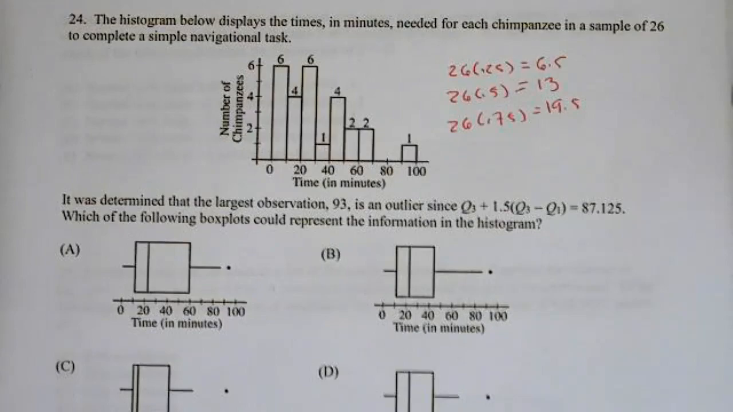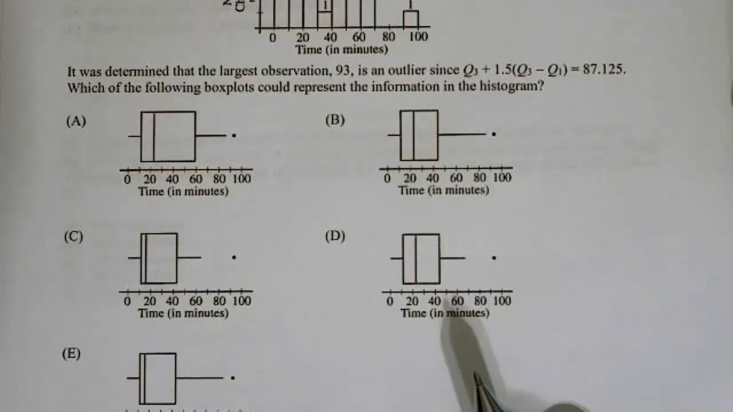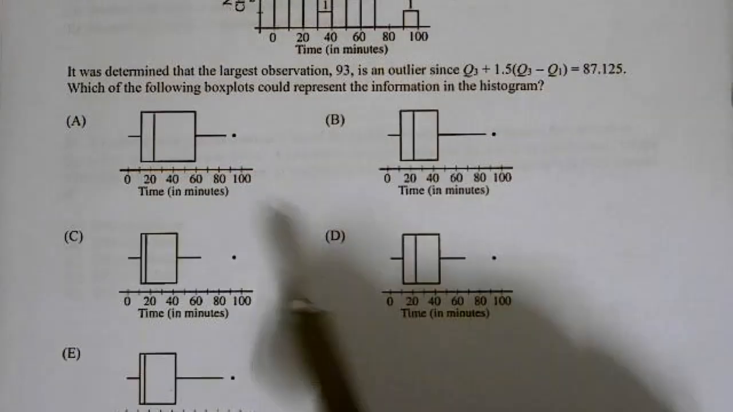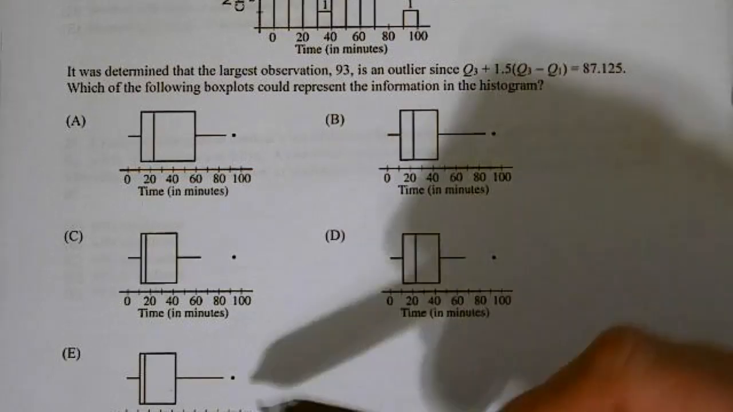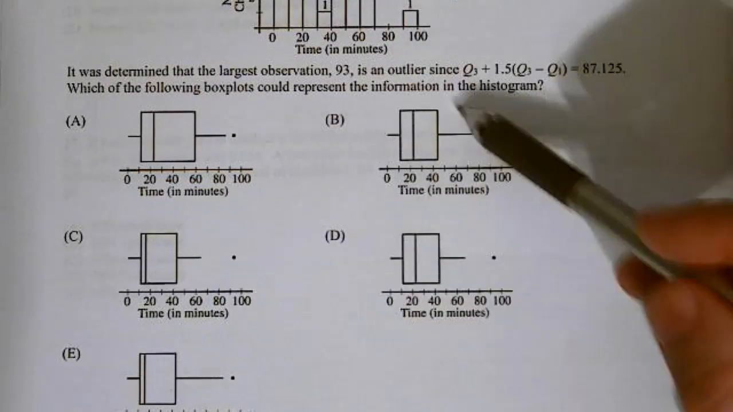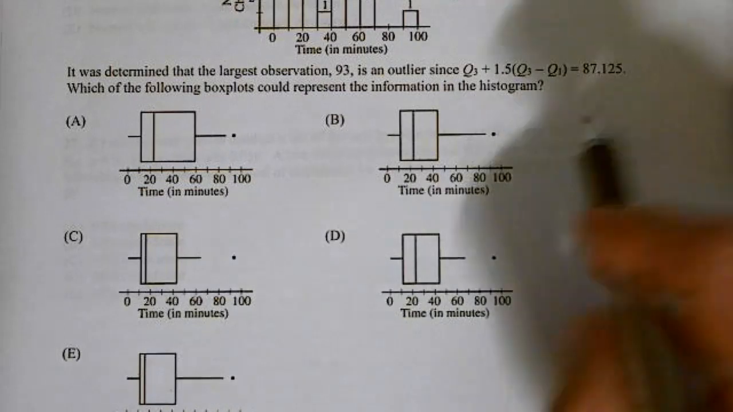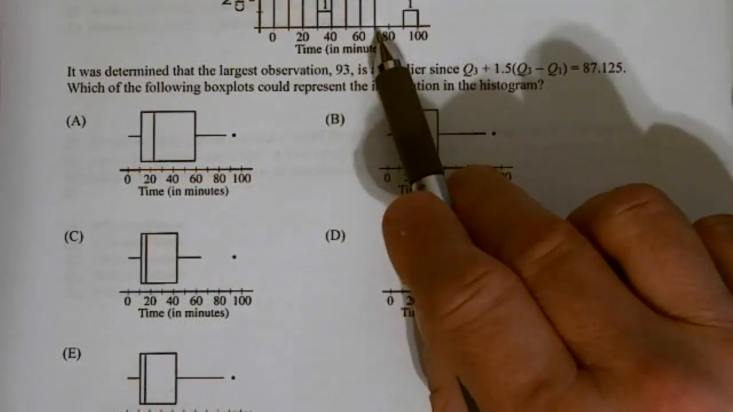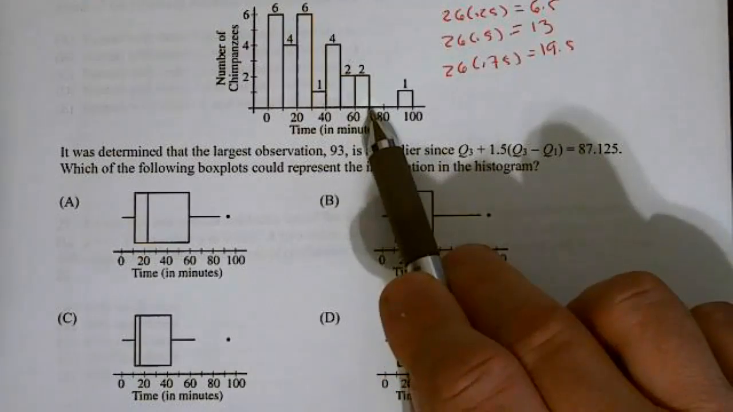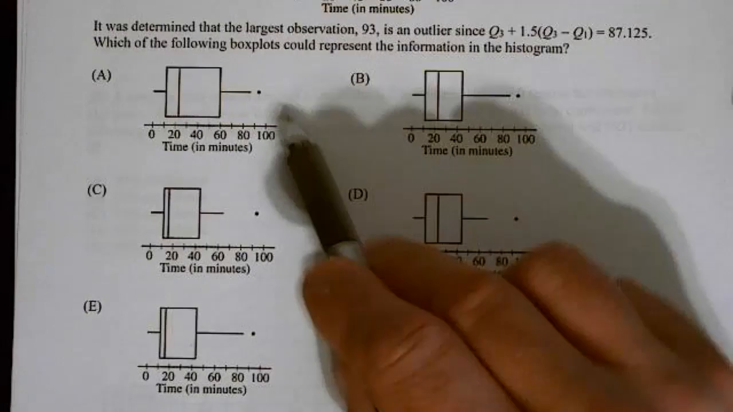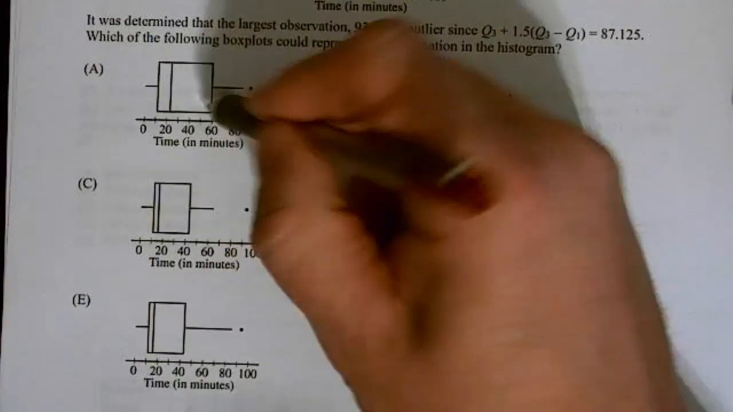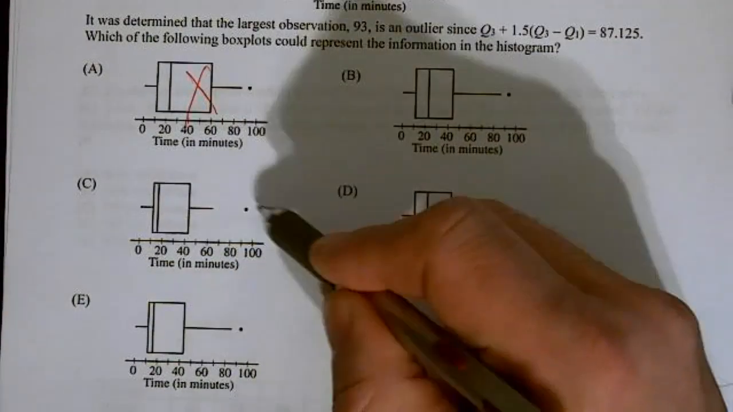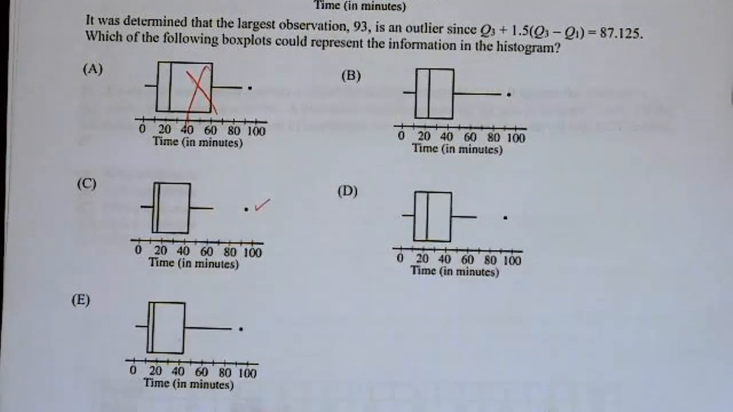They tell me it's an outlier, so I'm going to check. Every single one of these graphs looks good on the outlier, so that didn't help me a whole lot. But the next value that's not an outlier is around 70, so I should have a bar going up to 70. This bar goes up to 80. That's too far. This bar goes up to 70. So far so good.